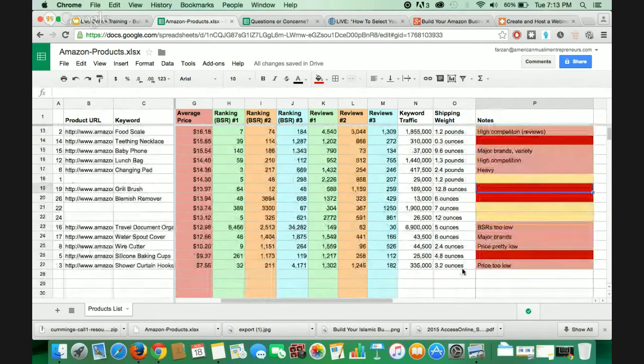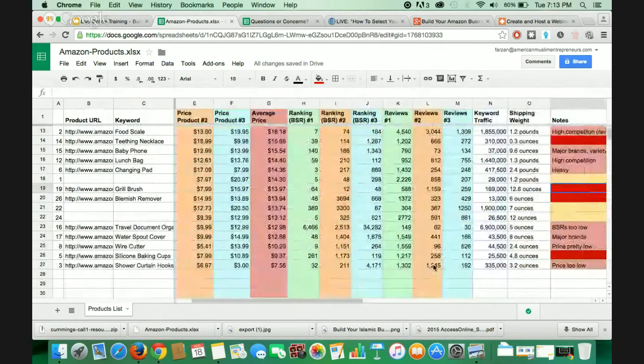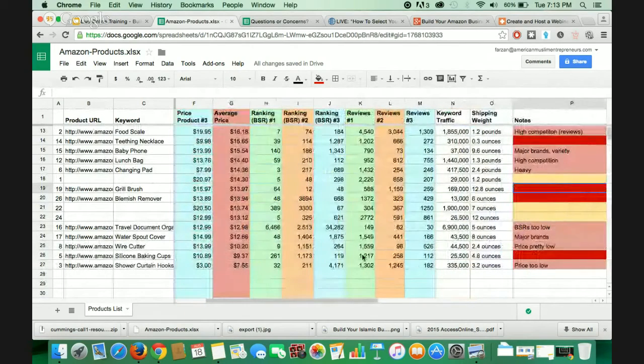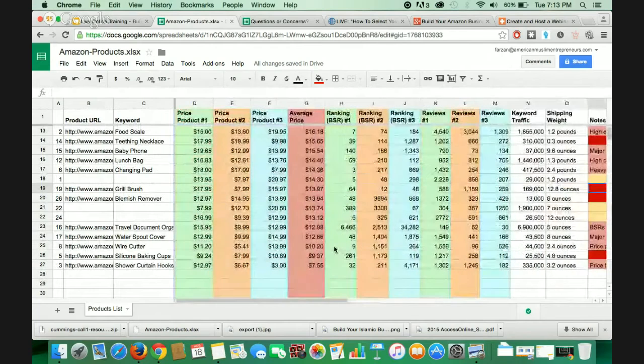Okay, so let's just start from the bottom and go upward, right? So I looked at the wire cutter. So the wire cutter, again, the price was pretty low. As you can see, even one of the products is at the price point of $541.